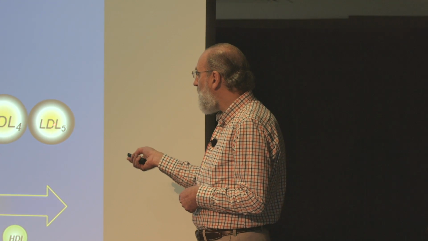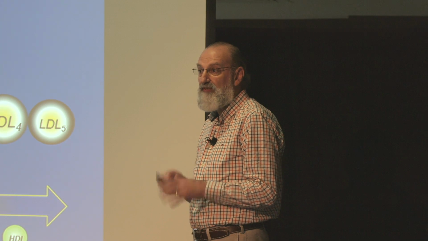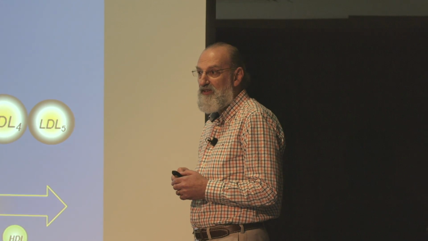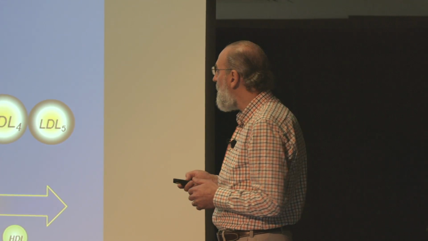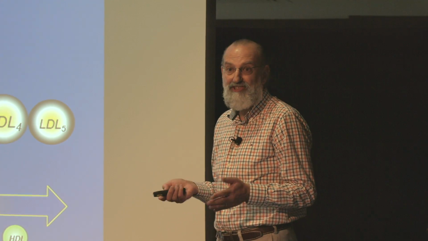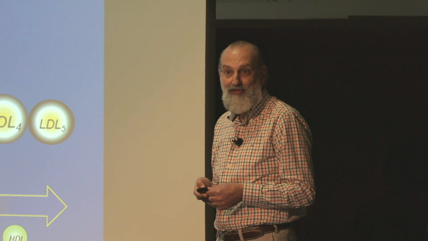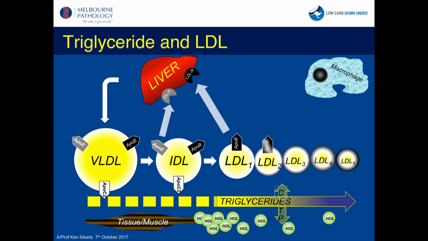So now this particle here can't go back to the liver. The liver doesn't want a bar of it. So the only place it can go is into the waste disposal system of the body, which is the macrophages. And so it goes into the scavenger receptor of the body.